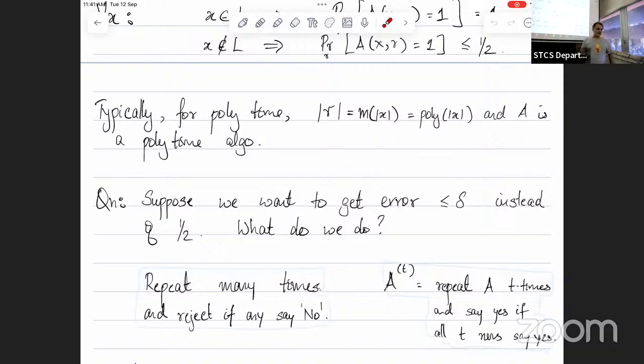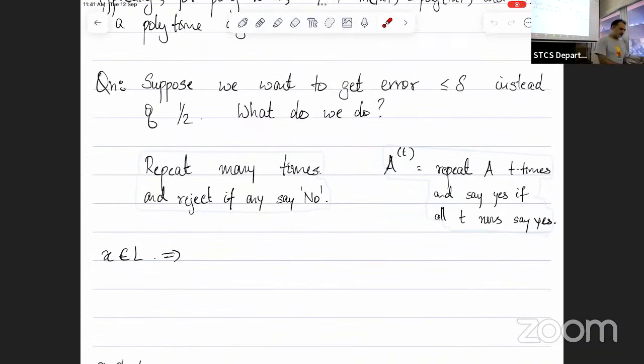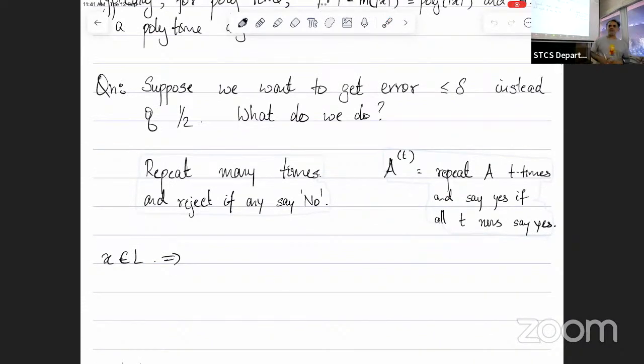Okay, and I just want to get a sense of what guarantees this algorithm has. So let's first ask the following question. Suppose I gave it an input X which was in L. What can I say about this algorithm?